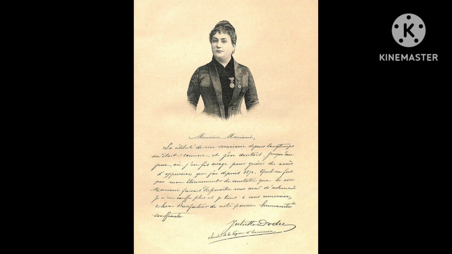A French telegrapher, Juliette Dodu, 1848 to 1909, became a heroine of the Franco-Prussian War of 1870 when she reputedly tapped the telegraph lines being used by the Prussian military and passed the information to the French military forces.